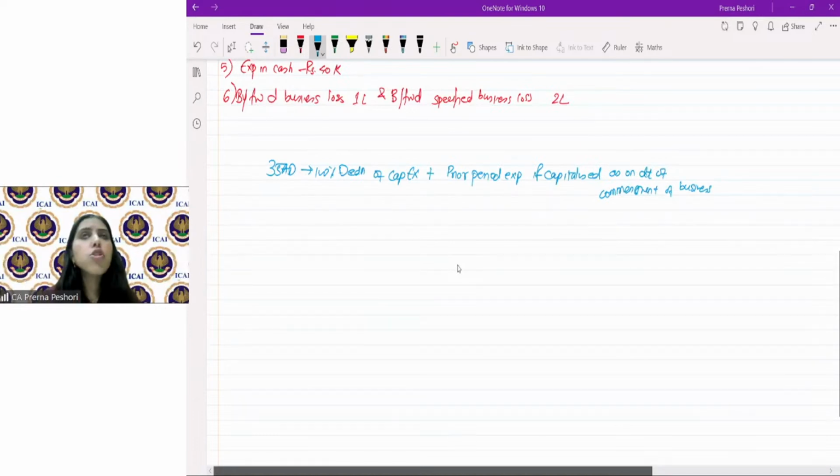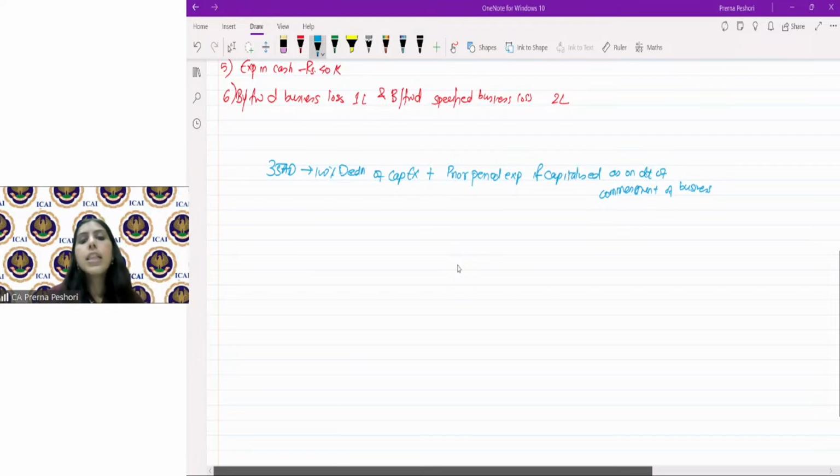Now, the condition which is to be satisfied for 35AD is that the business should not be formed by splitting up or reconstruction. Business should not be formed by the splitting up or the reconstruction. Are we getting that? Okay. So now let's get quickly started.